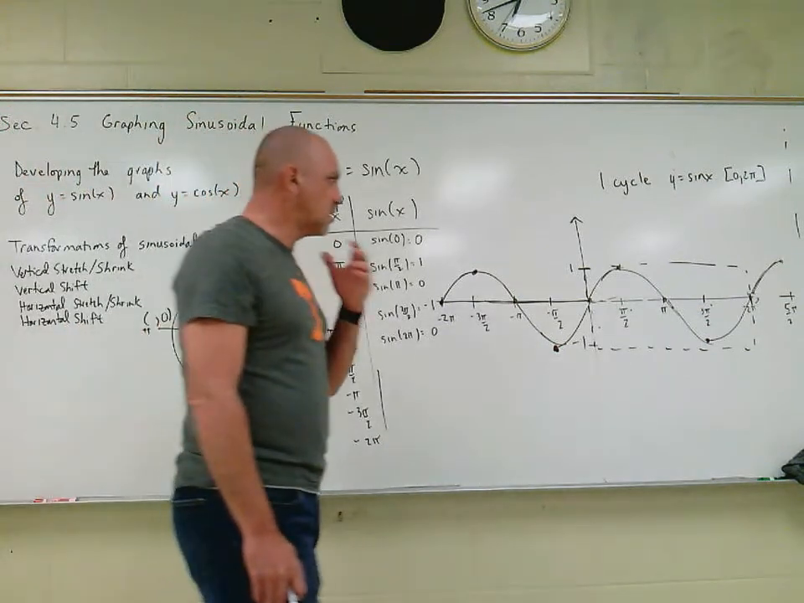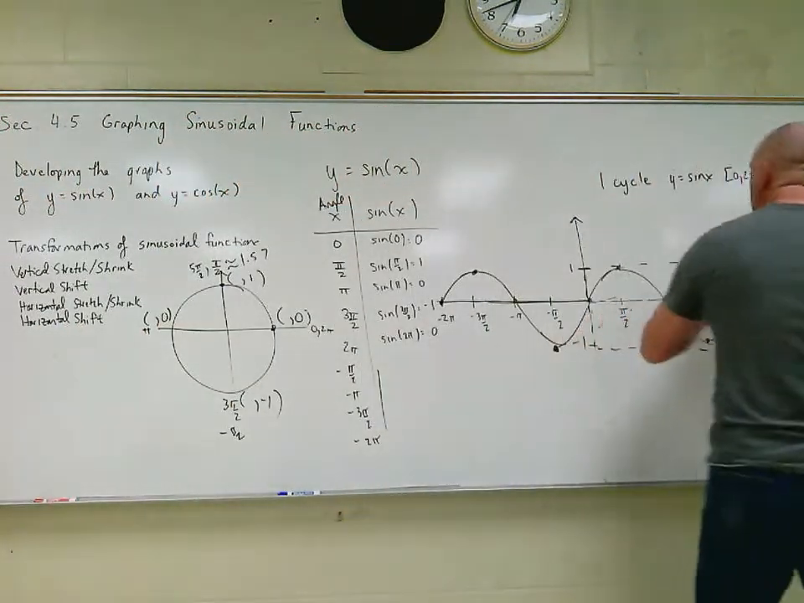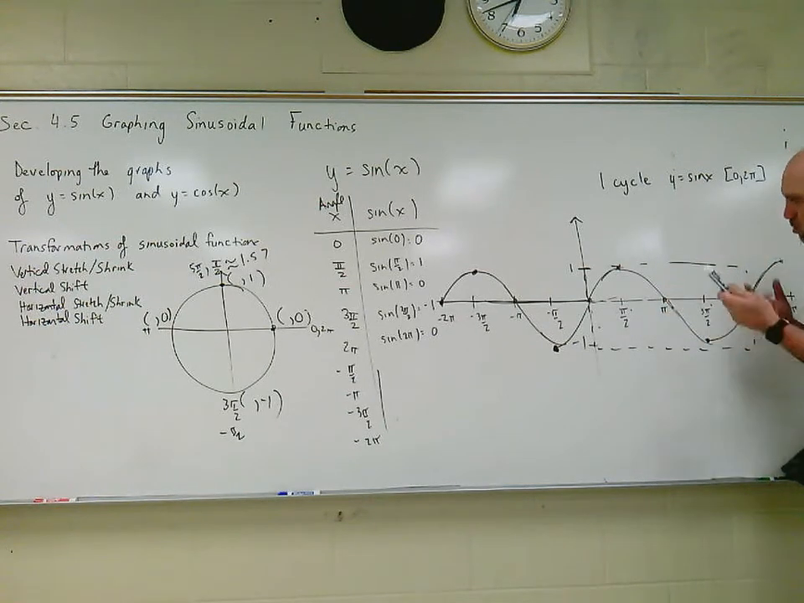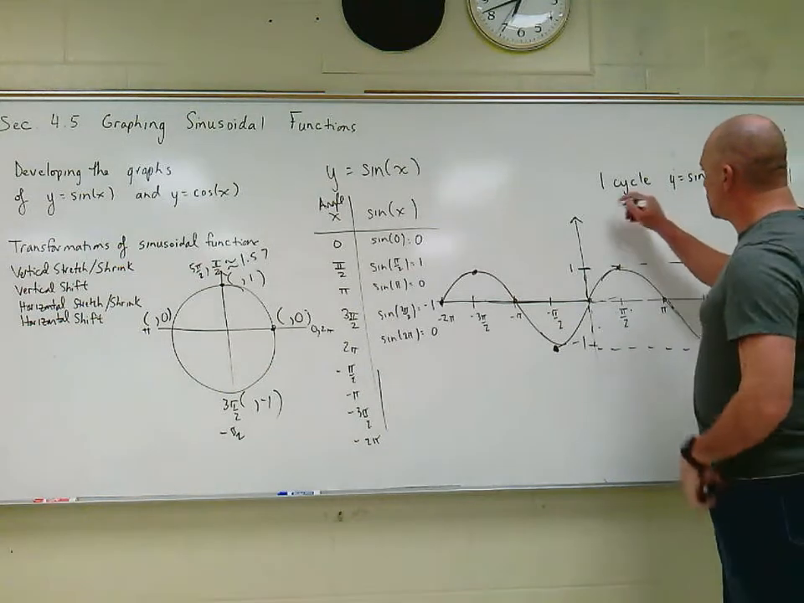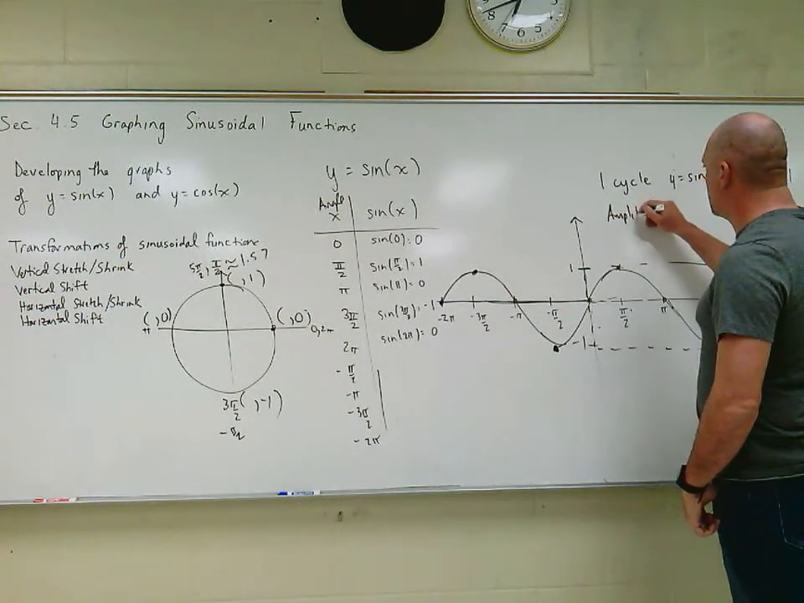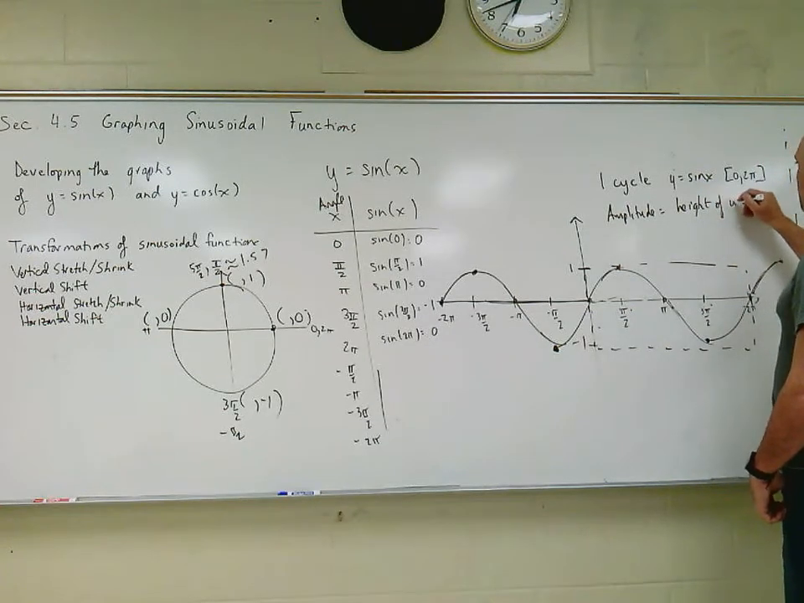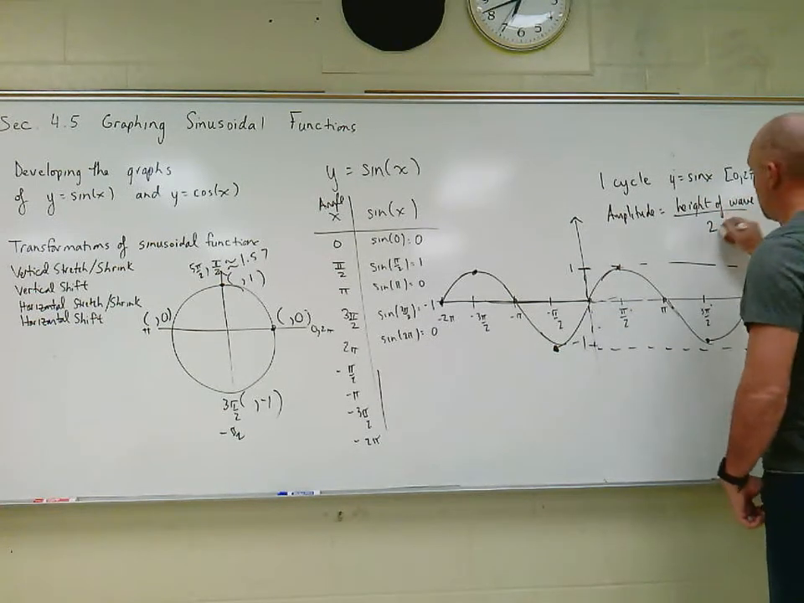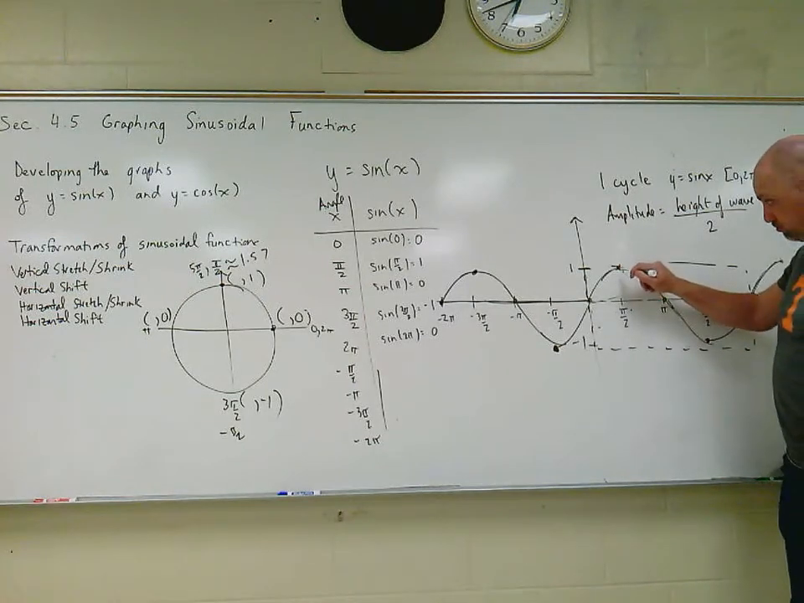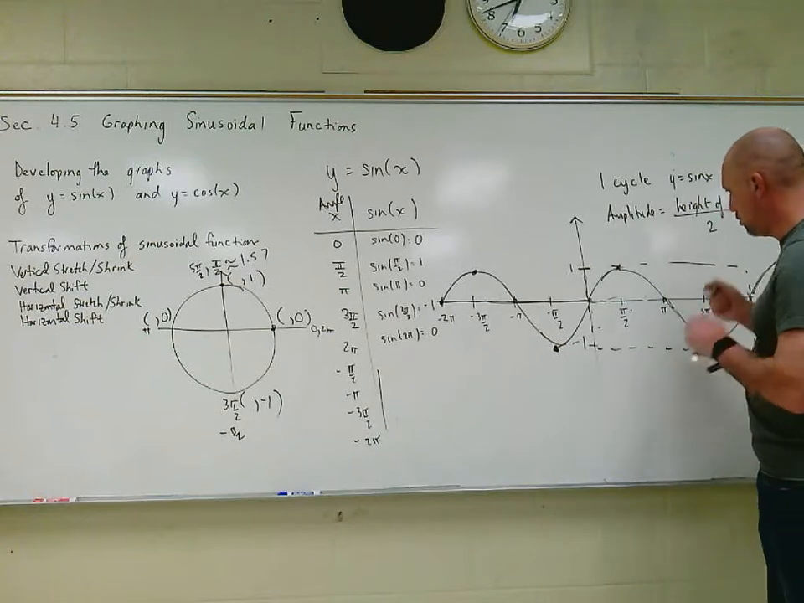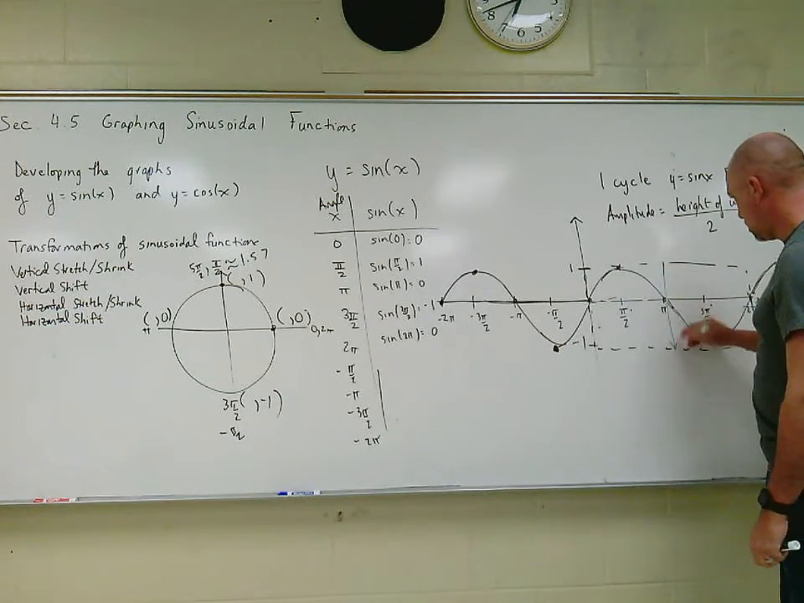Now, there are some things that we talk about with sinusoidal functions, these waves. There are some scientific terms. One term is the amplitude. The amplitude is always the height of the wave divided by 2. When I'm talking about height, I'm talking from top to bottom, not above the x. So this would be its height.